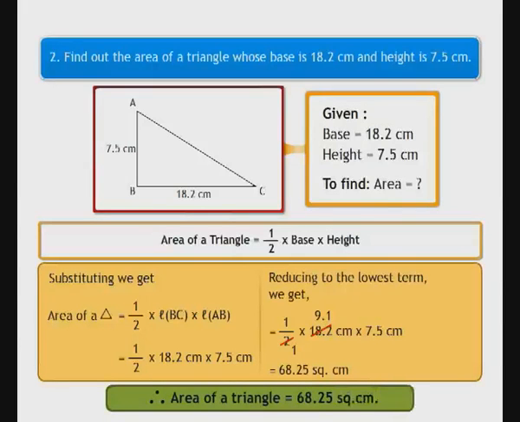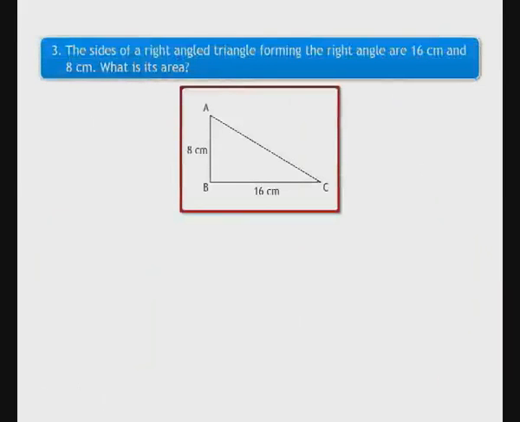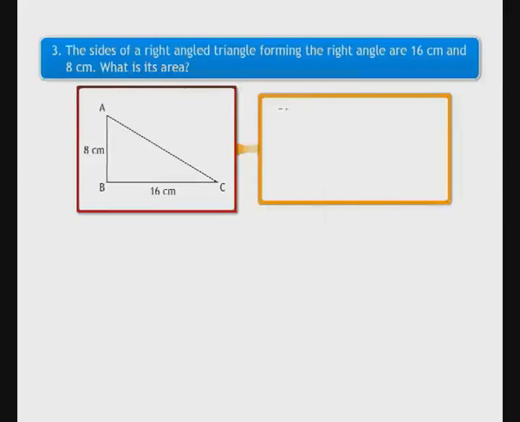We shall now see how to find the base or the height of a triangle when the area of a triangle is given. 4. A triangle has an area of 11.6 square centimeter. If its height is 2.9 centimeter, what is the base? Given area is equal to 11.6 square centimeter, height is equal to 2.9 centimeter. We have to find the base. Draw the figure and name it as per the formula.